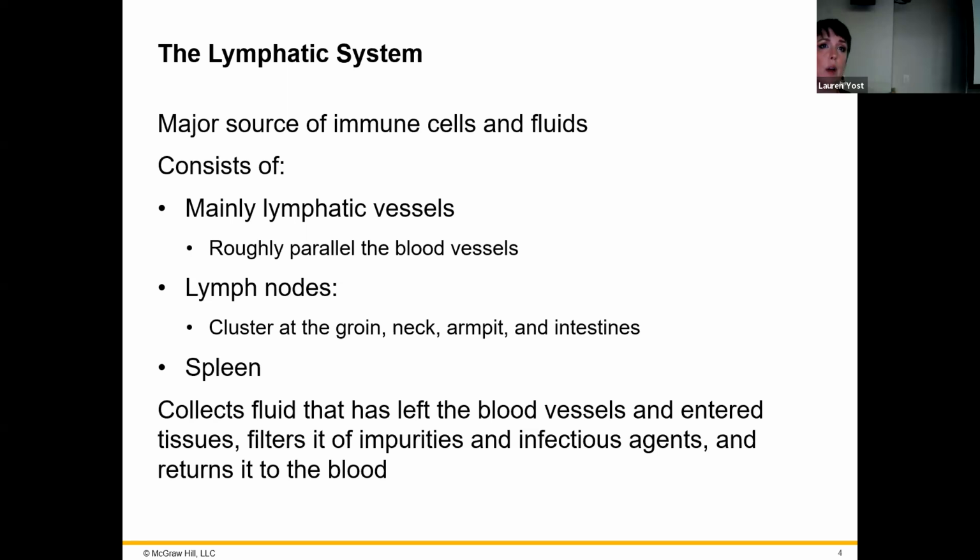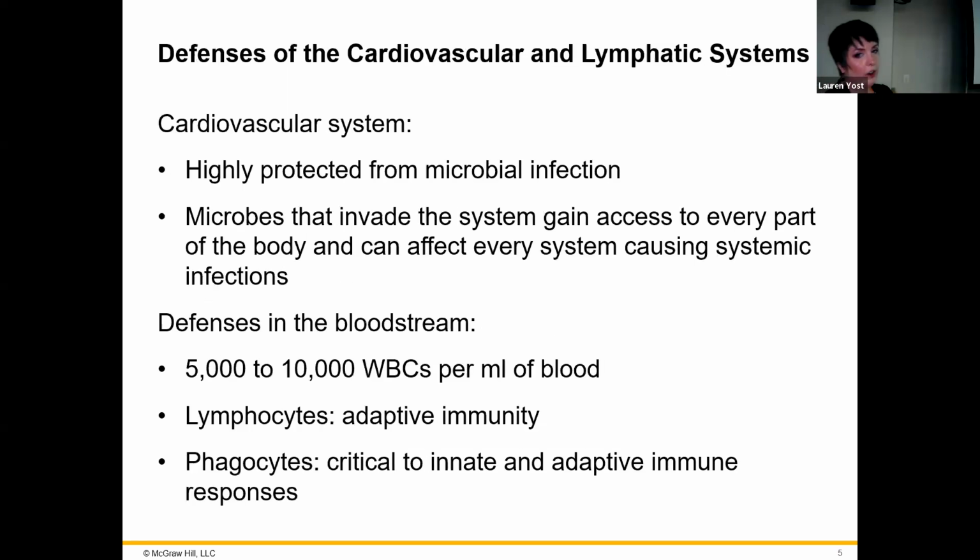The spleen filters out damaged or old red blood cells, but it also filters the blood looking for pathogens. So this guy's involved in filtering the blood for pathogens, not the lymph. The lymph nodes are filtering the lymph. The cardiovascular system is a closed system and is actually highly protected from microbial infection.